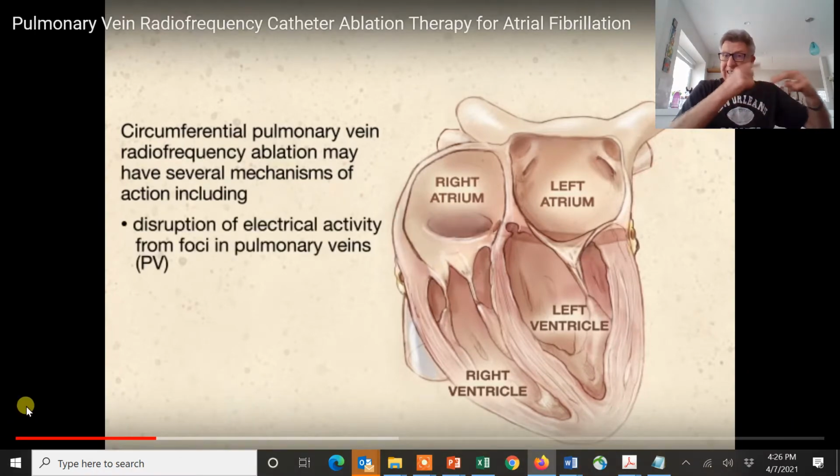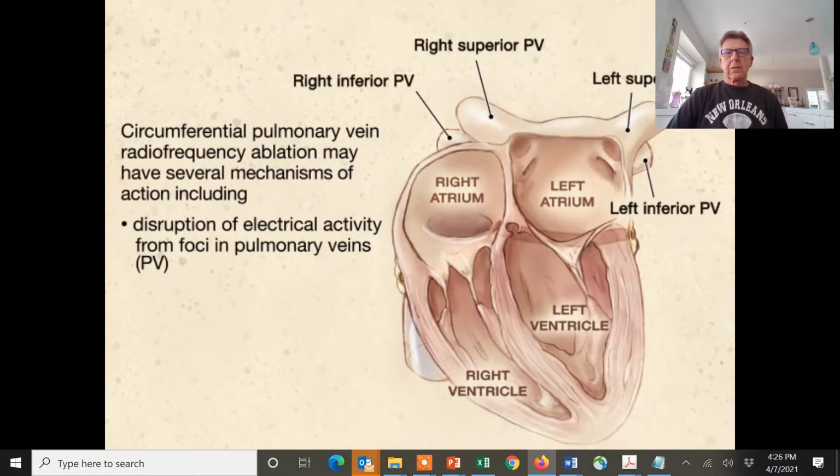Tachycardia, really high heart rate. Bradycardia, really slow rate.